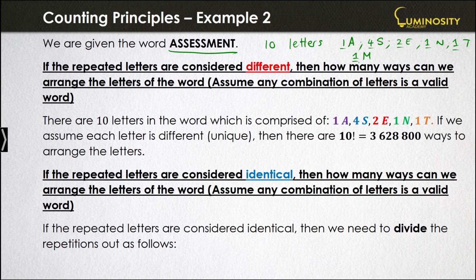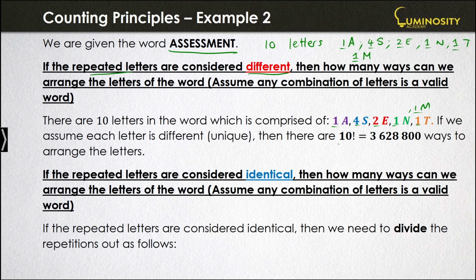If the repeated letters are considered different, how many ways can we arrange the letters of the word? You can assume, again, any combination of the letters is a valid word. We're not really concerned that the words make sense in the English language, but as long as you arrange them in a different way, it's a different word. Can you see that we're assuming that the repeated letters are considered different? So there's 1 M here as well. That's 1, 5, 7, 8, 9, 10. We assume each letter is different, unique.